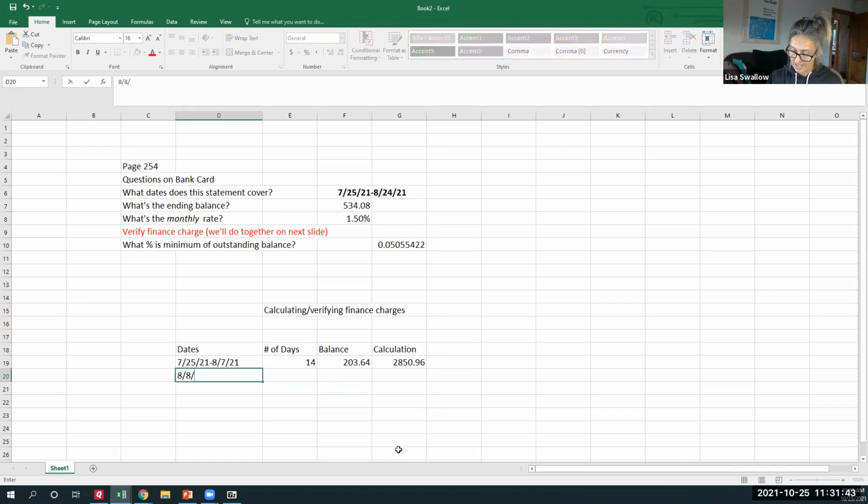Okay, so let's try the next one. On 8/8, I make that purchase. What does my balance go up to? It was 203.64, and I just bought another $42. So now my balance is 245.64. How many days did it stay that? You're going to count how many days until your next purchase. So 8/8, and my next purchase was the 13th. So this is what it was through the 12th. 8th, 9th, 10th, 11th, 12th, 5 days.